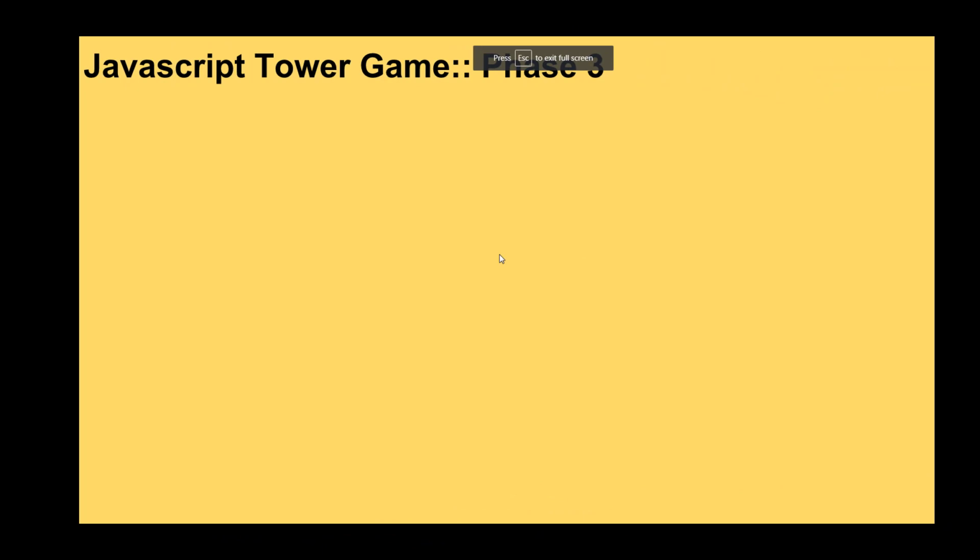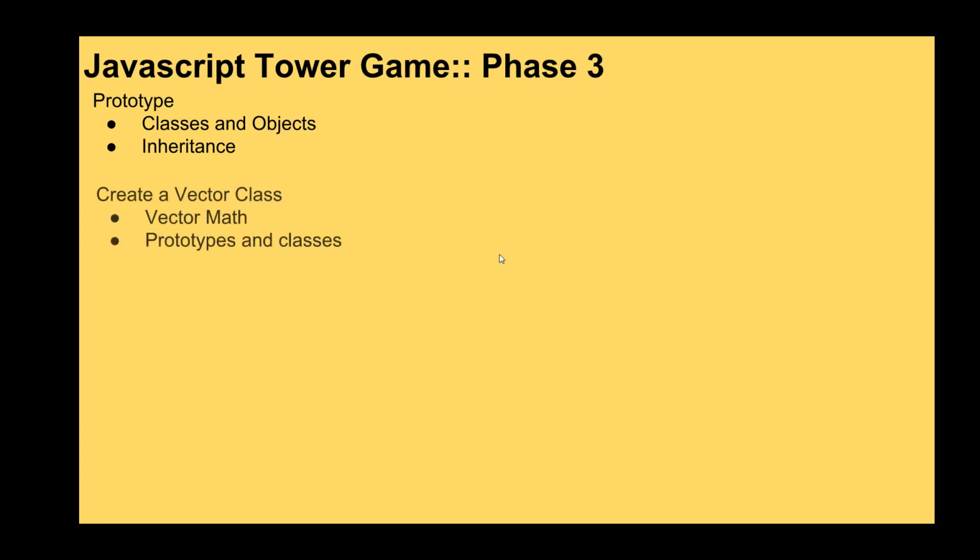Okay, welcome back. This is lesson 3.4. I'm just going to review a little bit of what we've been talking about. We have talked about prototypes in JavaScript, classes and objects and inheritance. We'll talk more about that in the future. We also, I think back in video 3.1 or 3.2, created a vector class, and we talked a little bit about vector math, prototypes, and classes.